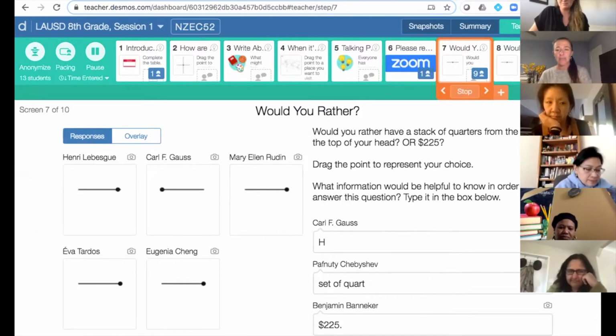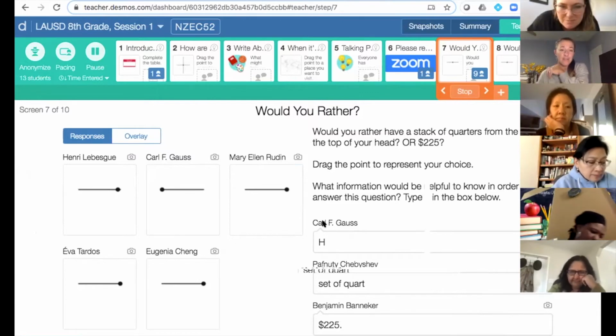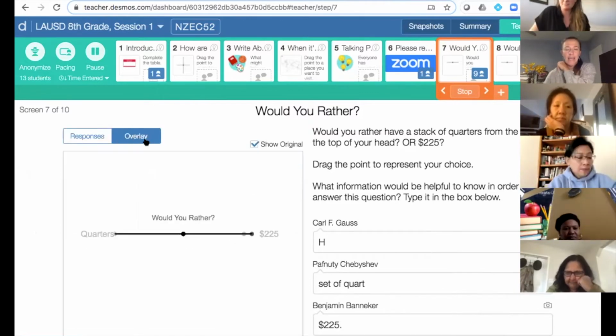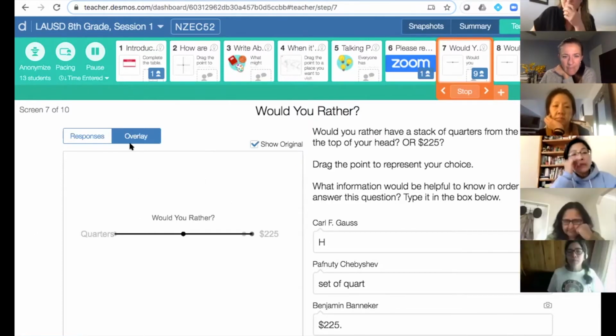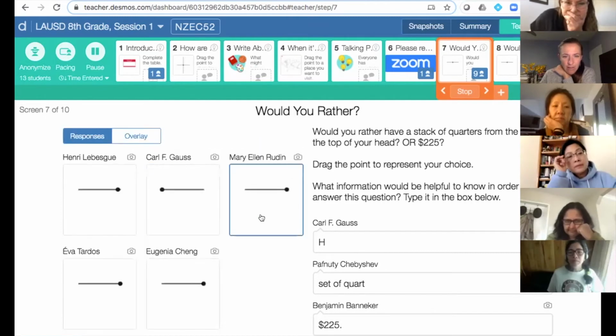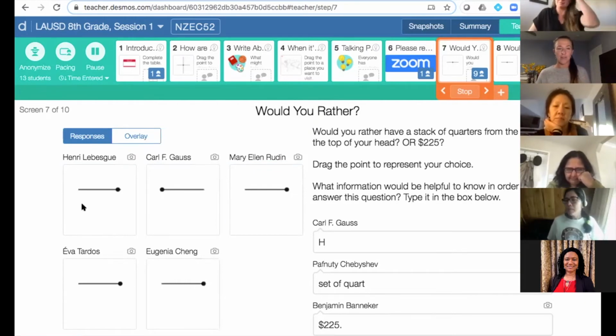The reason I'm doing this, especially if we are just getting to know each other, is that it helps students feel a little bit safer about participating. I'm not being put on blast for something that I didn't really know the answer to. If I look at the overlay, I know we didn't have that many answers, but it looks like most people might have wanted $225. Look, we've got 225 quarters, 225, 225, 225. So it looks like a lot of folks wanted the $225.